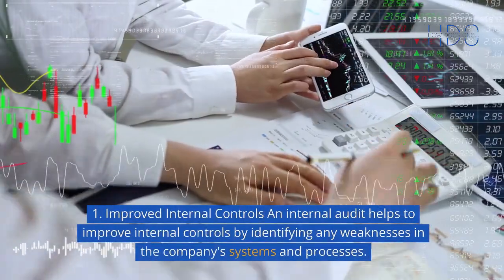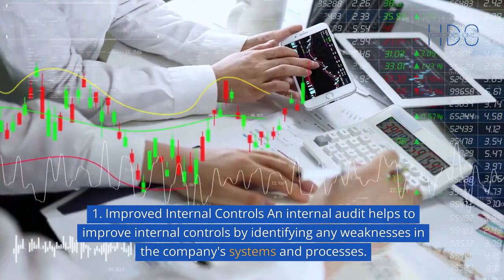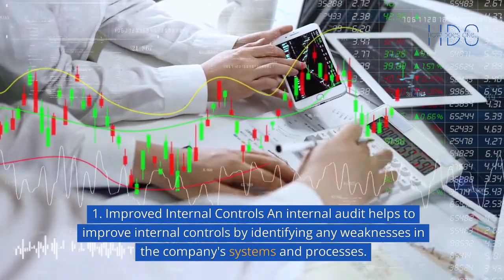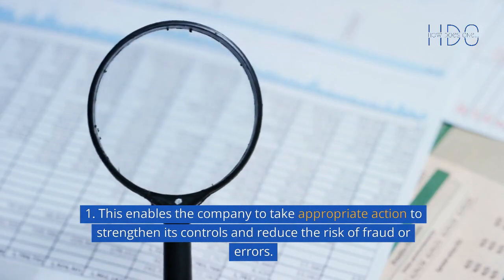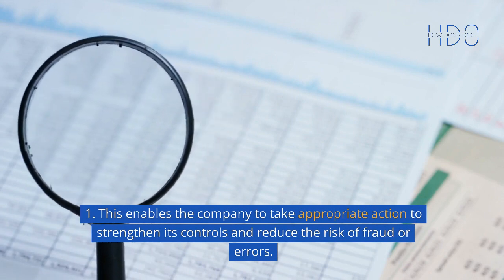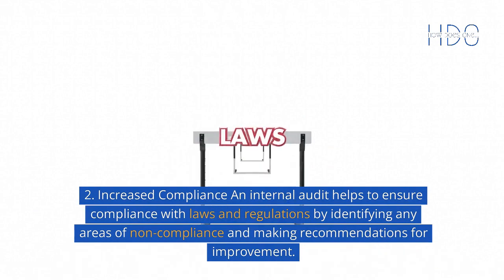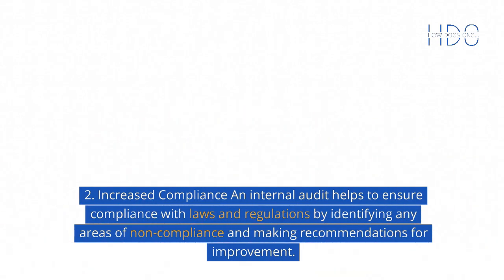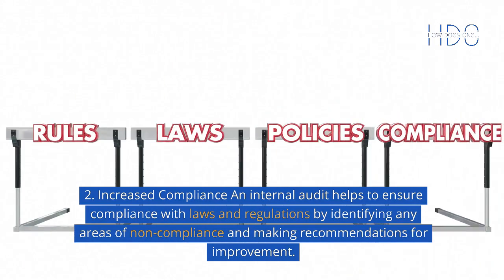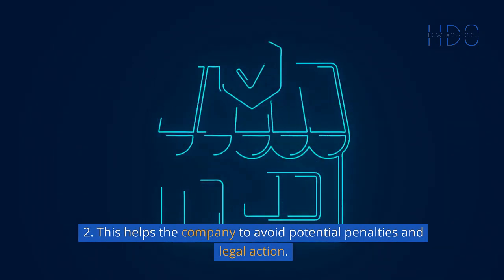1. Improved internal controls. An internal audit helps to improve internal controls by identifying any weaknesses in the company's systems and processes. This enables the company to take appropriate action to strengthen its controls and reduce the risk of fraud or errors. 2. Increased compliance. An internal audit helps to ensure compliance with laws and regulations by identifying any areas of non-compliance and making recommendations for improvement. This helps the company to avoid potential penalties and legal action.